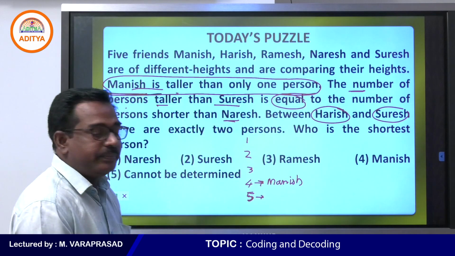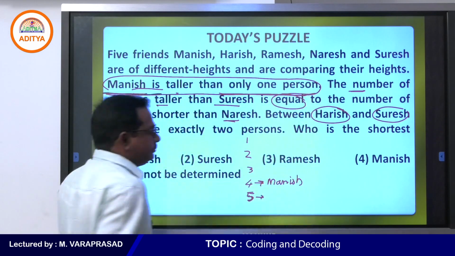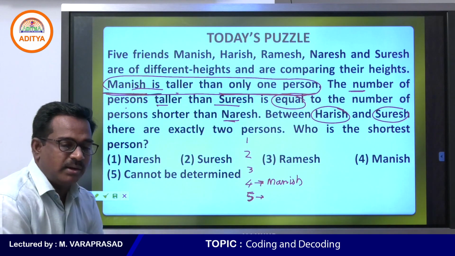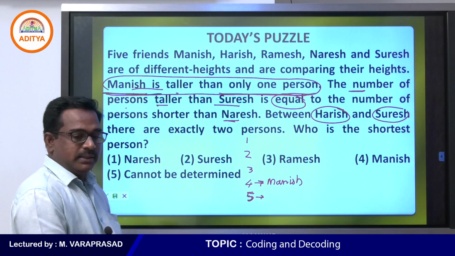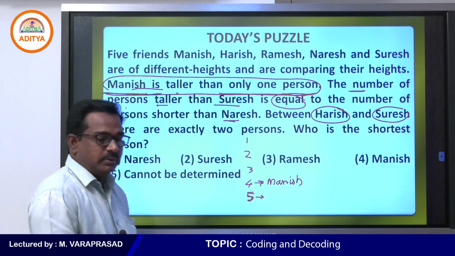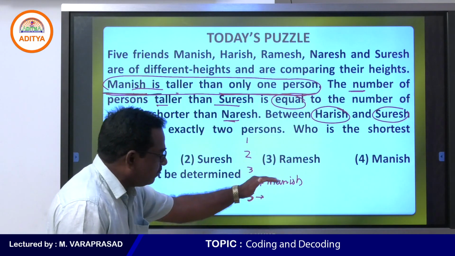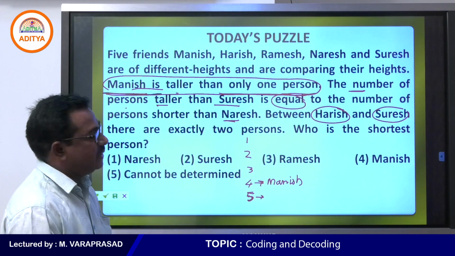Once you see, Manish is taller than only one person means Manish can get 4th place. After Manish only one person is there. That is the first point. Come to the second point. What is given there? You see.